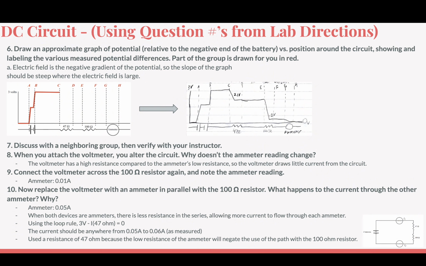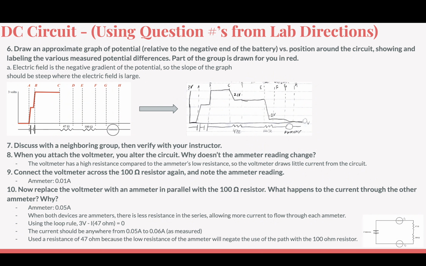So when I attach a voltmeter across a 100 ohm resistor, it will have a higher resistance than the resistor. The ammeter's reading will not change and will stay 0.01 amps. When the voltmeter is replaced with an ammeter, which has less resistance, in parallel with the resistor, the current through the other ammeter reads 0.05 amps.